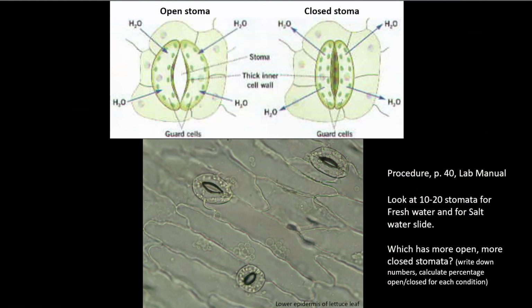As the water leaves the stomata, it's going to close. As the water fills in, it opens because those cells become what's called turgid. They swell. In this case, you can see this one is fairly turgid. This one is kind of turgid. And this one has started to close down.